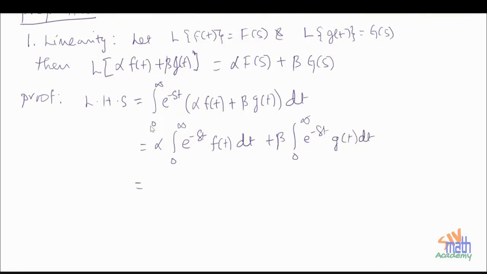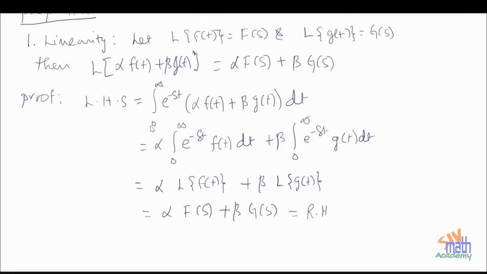So alpha times, what is this? This is nothing but L of f of t, and beta times, this is nothing but L of g of t, which is nothing but alpha times f of s plus beta times g of s, because we have assumed in the beginning this quantity is equal to f of s, this is g of s, which is nothing but RHS. So this is how you prove this property, the linearity property.